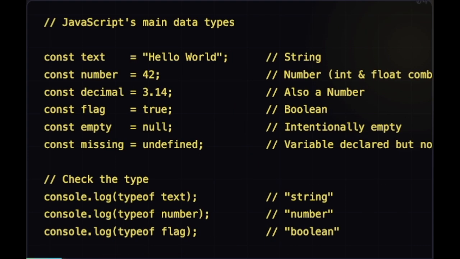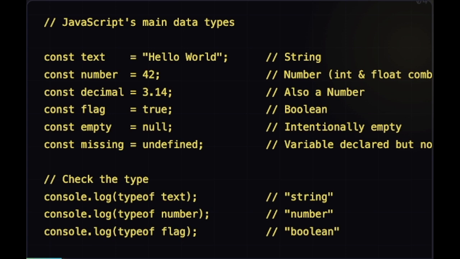JavaScript has several built-in data types. Strings hold text and can use single quotes, double quotes, or backticks. Numbers in JavaScript cover both integers and decimals. Unlike Python, there is only one number type. Booleans are true or false. Null means a variable intentionally has no value. Undefined means a variable was declared but never given a value. You can check what type any value is using the typeof operator.